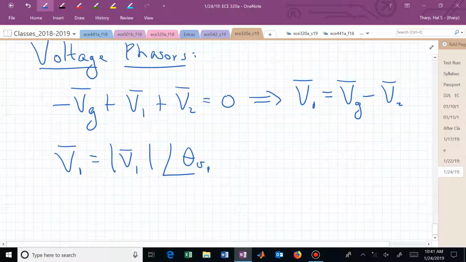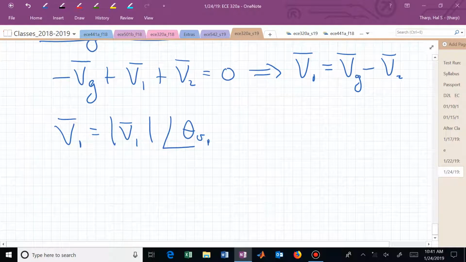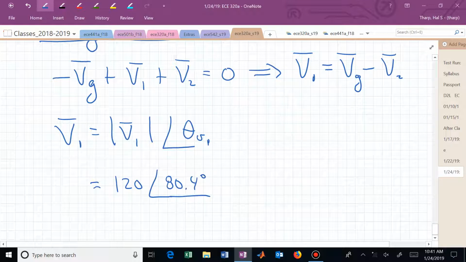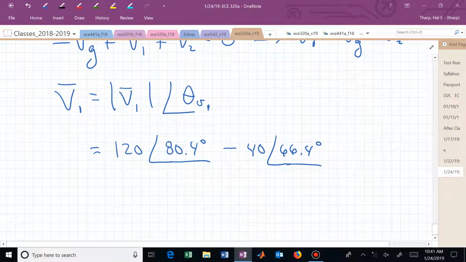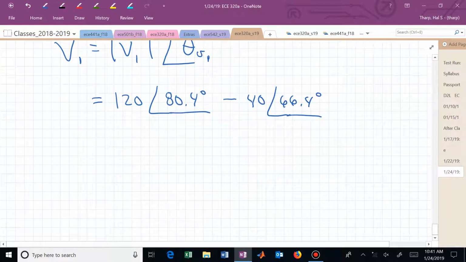And we can now solve for that, since we know V sub g as a phasor and V sub 2. So this is now going to be 120 at an angle of 80.4 degrees minus 40 at an angle of 66.4 degrees. Depending on how your calculator is set up, it might just go ahead and compute this. If you're doing it in more steps, you might have to convert these polar forms into rectangular form, add their real components and imaginary components, and then put them back into a polar form.